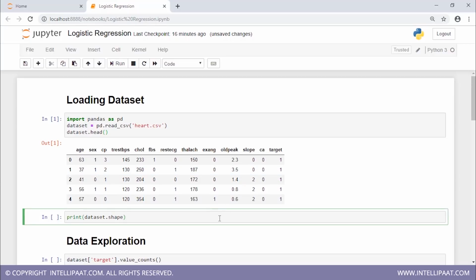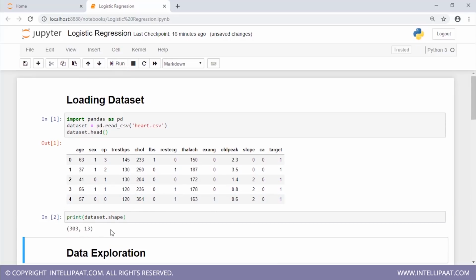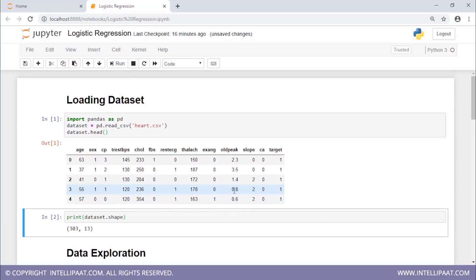Right. Now let me also have a glance at the shape of this dataset. So I'll type in print dataset.shape, and this gives me a value of 303 and 13. So 303 means that there are 303 records in this dataset, and 13 columns.